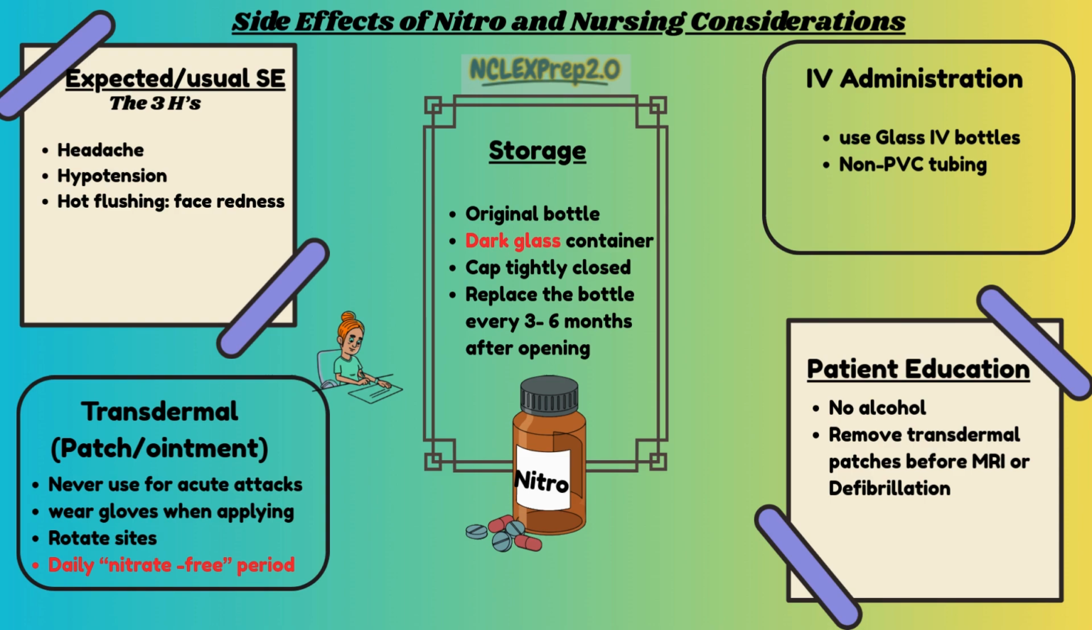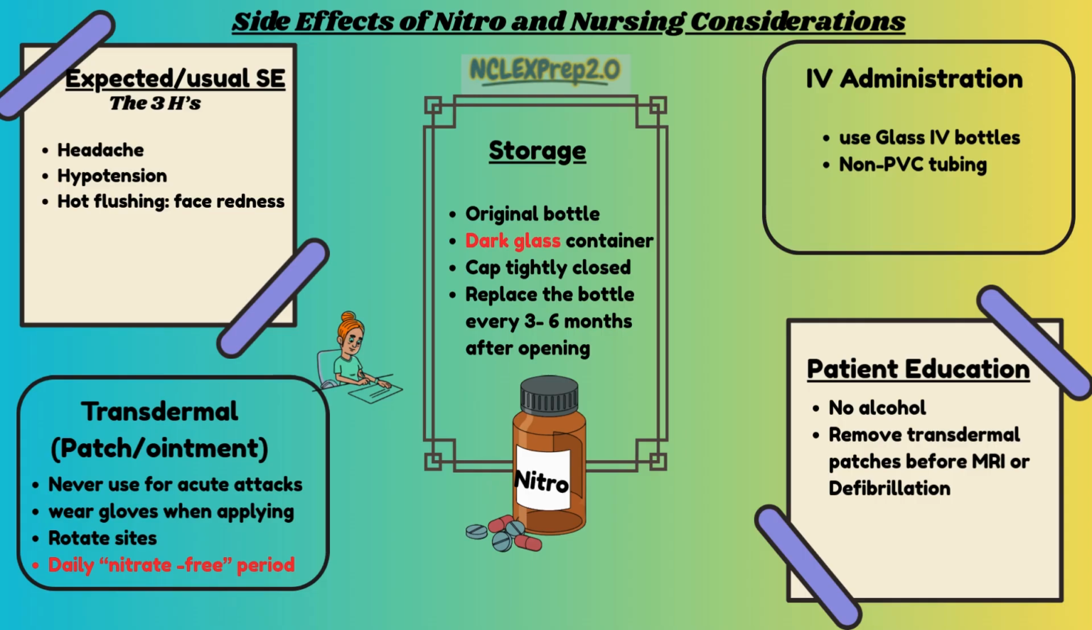Often throbbing headache due to cerebral vasodilation. If the headache is unbearable, the patient can ask the provider to reduce the dose. Number two, hypotension and orthostatic hypotension. Monitor blood pressure before and after administration. Advise slow position changes to prevent dizziness and falls.